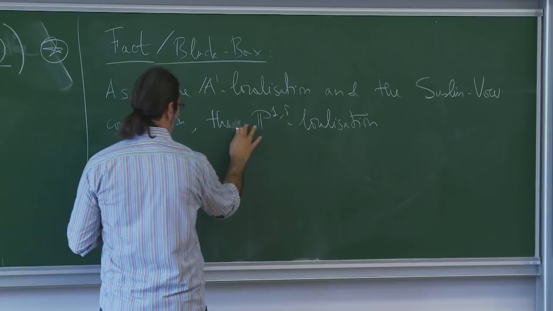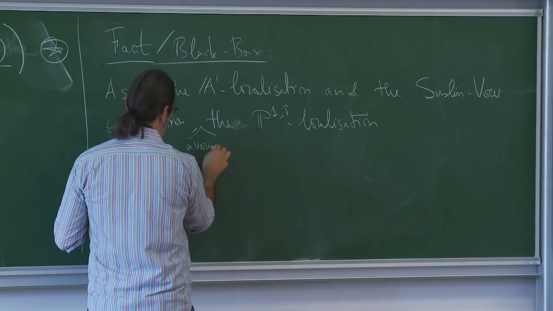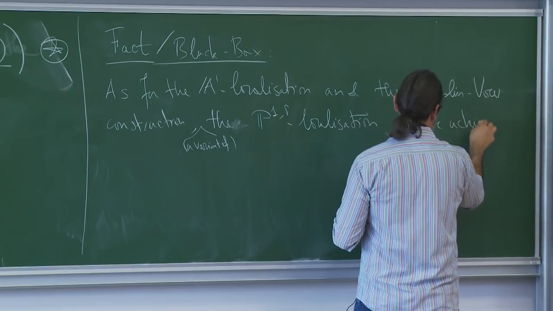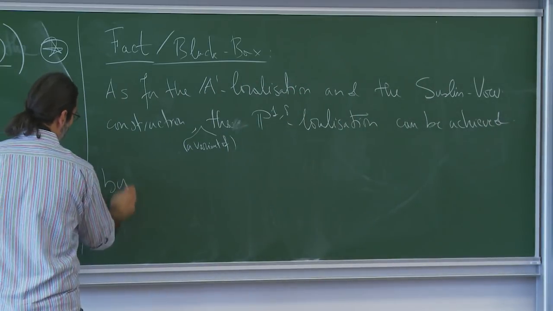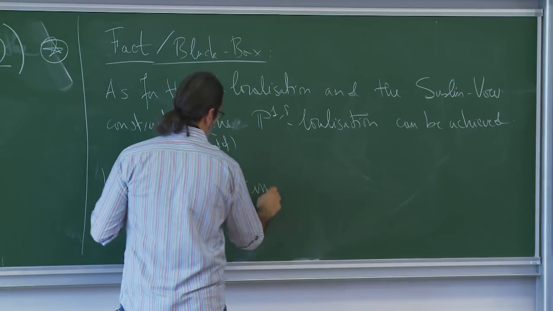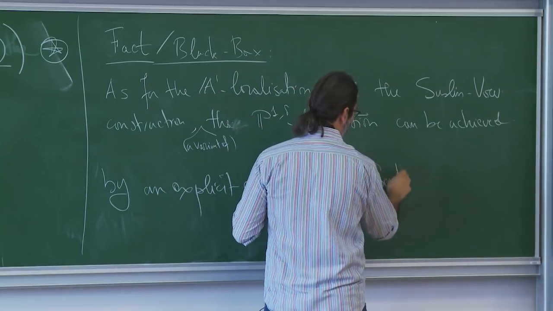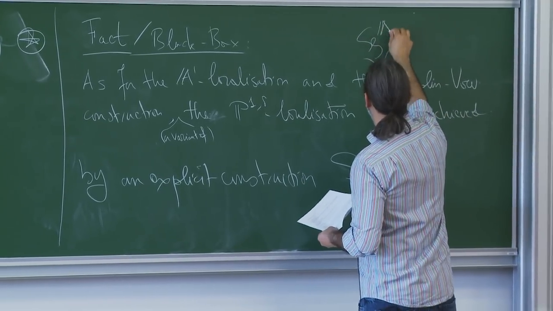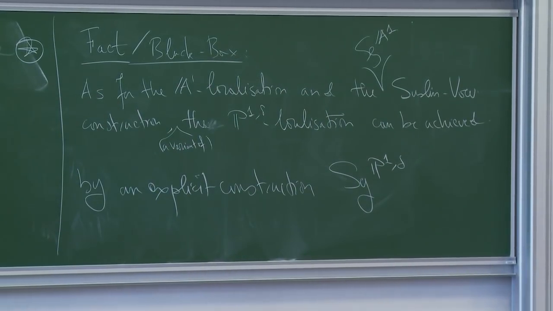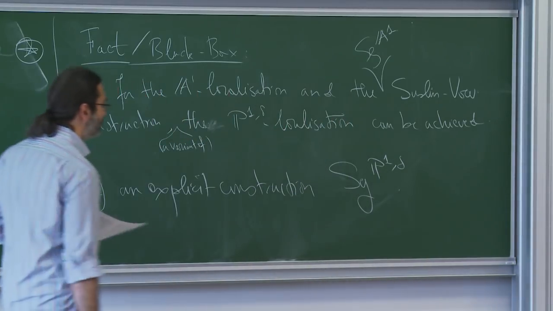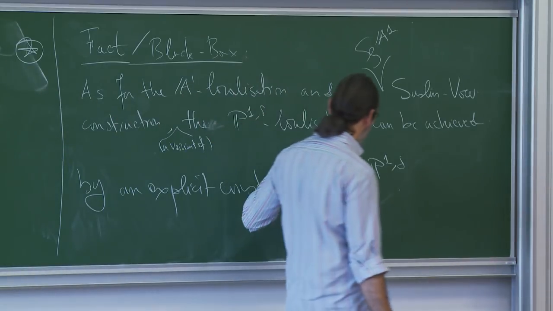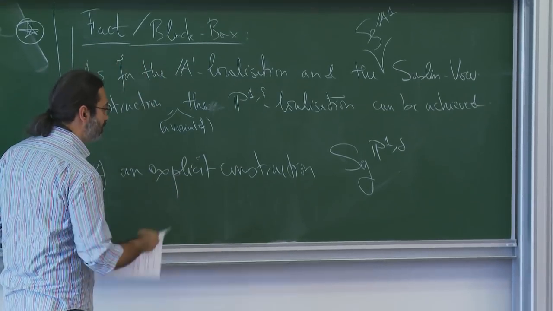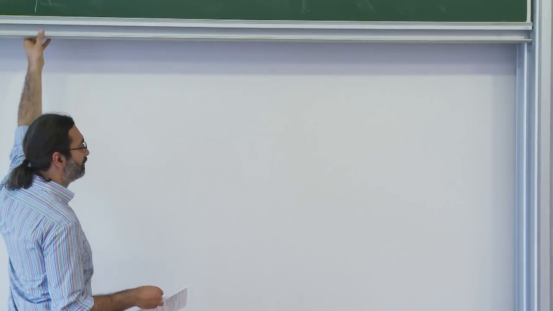And to be really honest here, I should say a variant of the P1 delta localization can be achieved by an explicit construction that I denote SG P1 delta for the moment, because I usually denote the Suslin-Voevodsky construction by SG A1. So just to say it is a similar construction. I can apply it to a complex of presheaves and get one which is P1 delta local. But unfortunately, this construction is much more involved than the Suslin-Voevodsky construction, so I want to give you just a way of thinking about it without too many details.